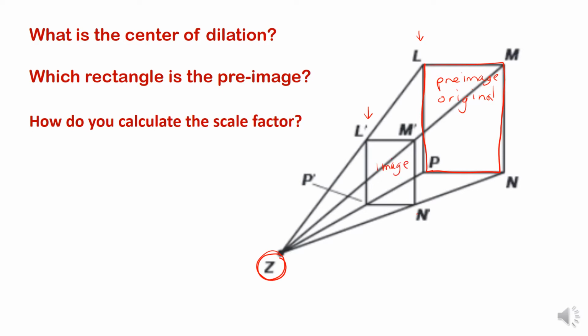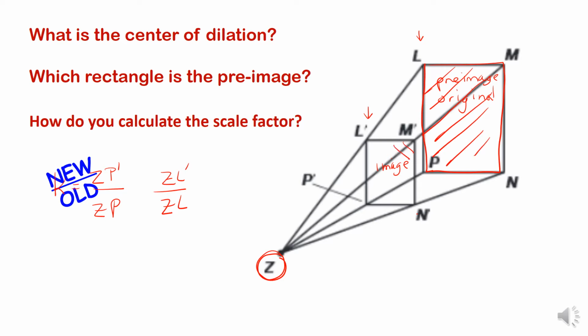So if I was going to calculate the scale factor, it would be ZP prime, same one, that's still the new over the old, okay, don't forget, and then ZP. Okay, so I can pick any point, but I have to use the same letter. So I could do ZL prime to ZL, and any of those would work. Now, looking at this picture, is this an enlargement or a reduction? Well, look at the size of your original picture and look at the size of your image. So this is a reduction.